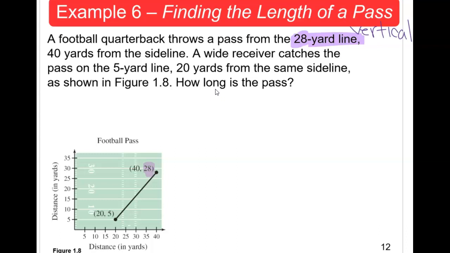So, and also 40 yards from the sideline. So that's going to be the horizontal distance. Okay, so that point is gonna be 40, 28.